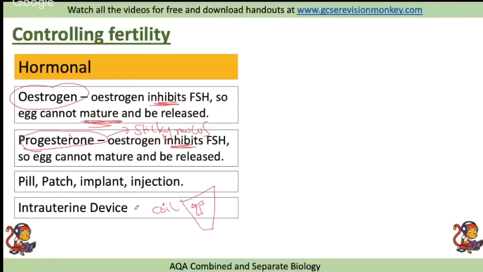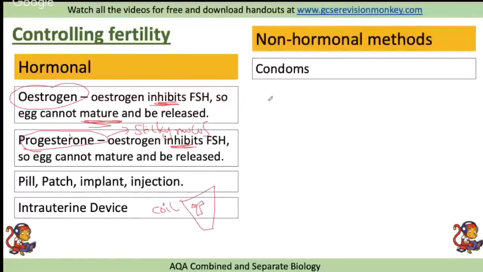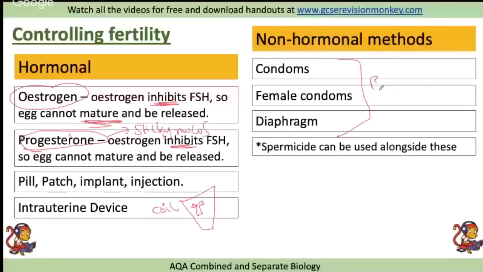Non-hormonal methods then, you've got barrier methods such as condoms, female condoms, and diaphragms. And these are otherwise known as barrier methods because they physically block the semen from going into the uterus. So you might see those as barrier methods. And alongside those, you can use spermicide to make sure you're getting the best contraception possible. And spermicide is just a chemical which kills the sperm cells.